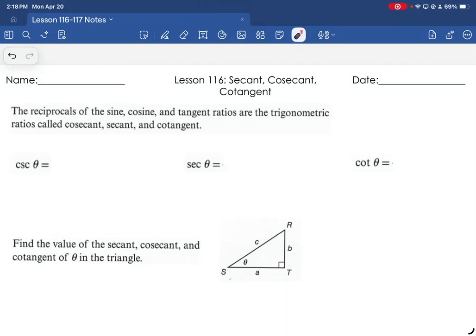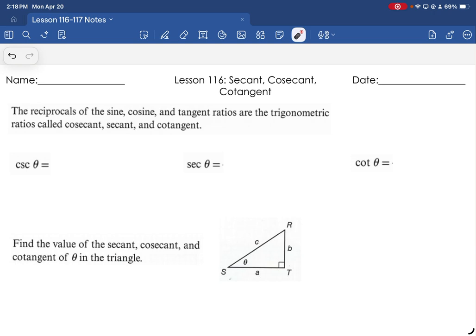Okay, this is lesson 116, secant, cosecant, and cotangent. It's just an extension of SOHCAHTOA, so trig functions, but they are the reciprocals of those functions. Does anyone know what reciprocal means? You flip it. Yes, good memory. So we're flipping sine, cosine, and tangent ratios.